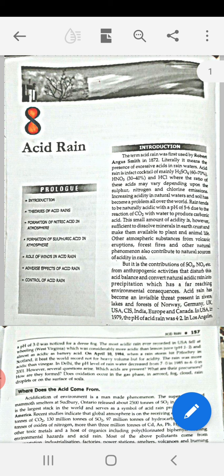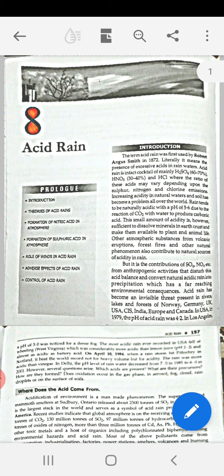Acid rain is in fact a cocktail of mainly sulfuric acid 60 to 70%, nitric acid 30 to 40%, and HCl, where the ratio of these acids may vary depending upon the sulfur, nitrogen, and chlorine emissions. Increasing acidity in natural waters and soil has become a problem all over the world.